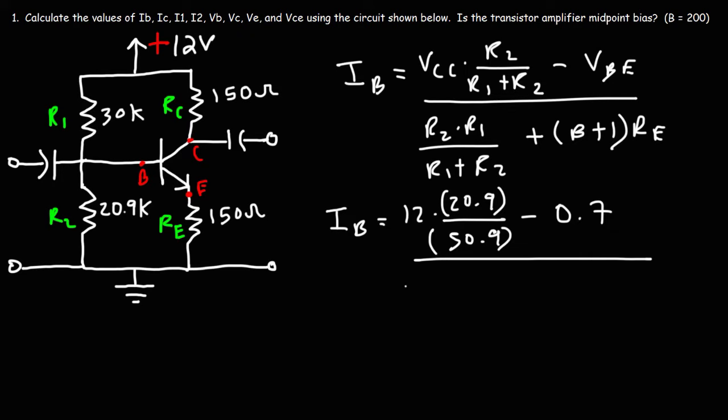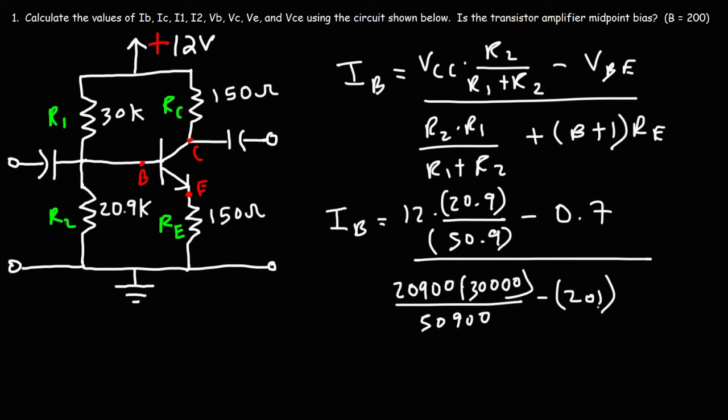So R2, we're going to replace that with 20,900 times R1, which is 30,000, divided by R1 plus R2, so that's 50,900, plus beta plus 1. Beta is 200. Add 1 to that, that's 201. And then RE, the resistance at the emitter pin, that is 150 ohms. So make sure to put this all in parentheses, and the same is true for the numerator if you're going to type it straight in your calculator.